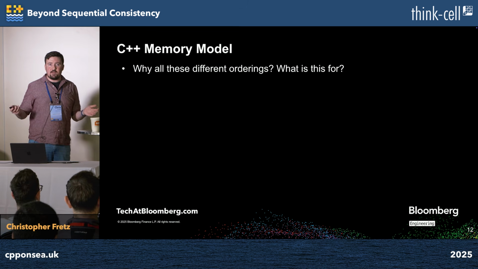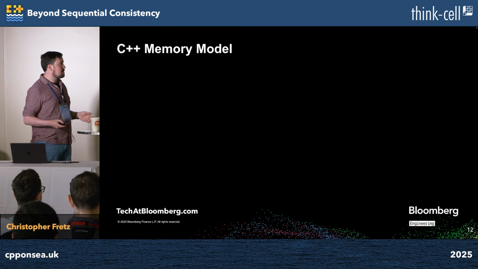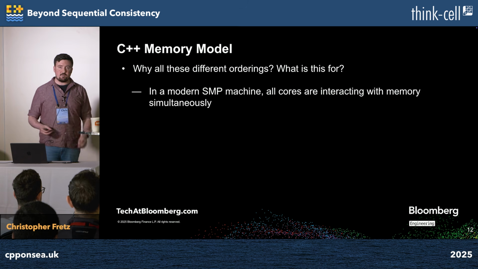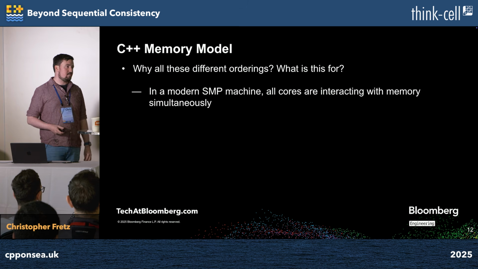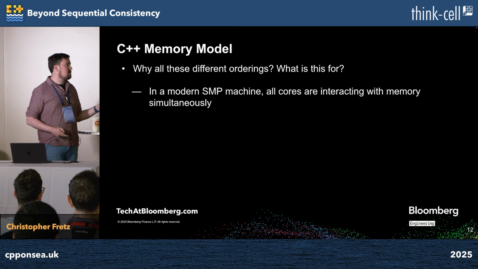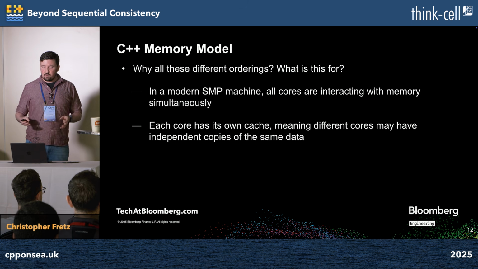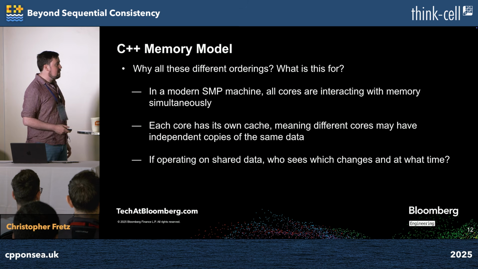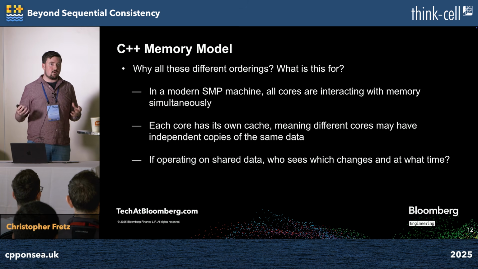So why all of these different orderings? What is this for? What are we actually trying to accomplish at the end of the day? It seems like a lot of complexity. Well, on a modern symmetric multiprocessing machine, which is to say any computer that you have used in the last 20 years, all of your cores are simultaneously interacting with memory. You might have multiple cores in a single CPU. You might have multiple CPUs within different sockets in one machine, all of them interacting with memory simultaneously. And each individual core has its own data cache, meaning that different cores may have independent copies of the same data. You might have 4 cores on one CPU, and for an individual location in memory, you might have 4 separate copies of that particular address in the L1 cache.